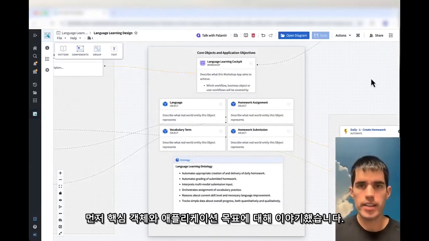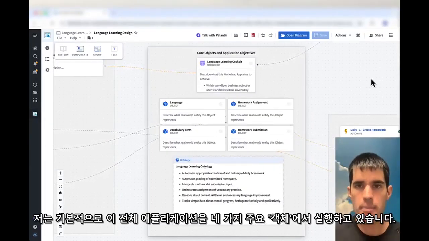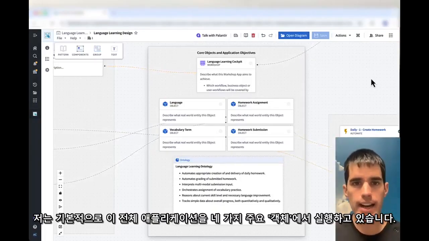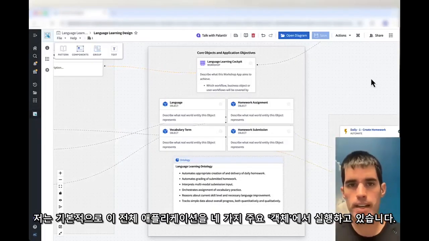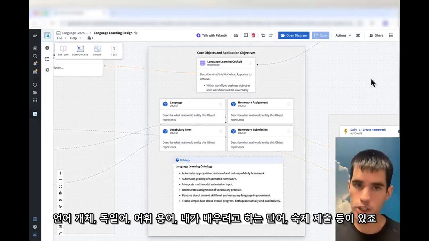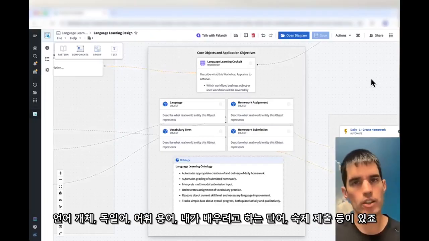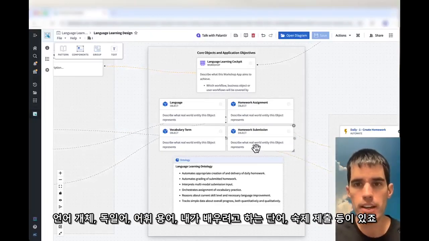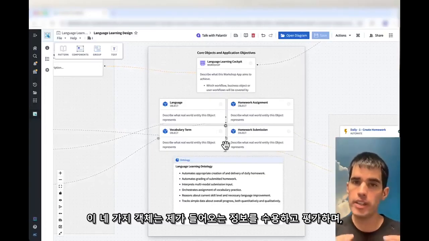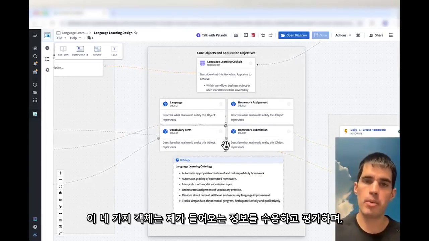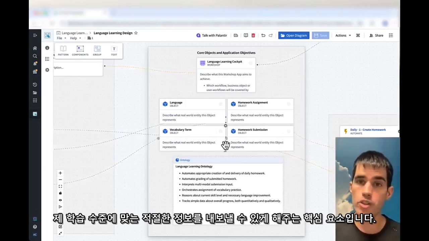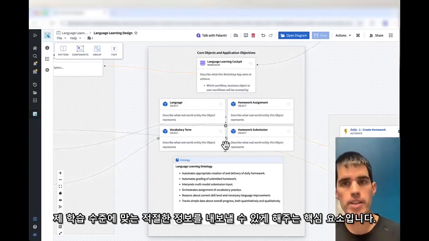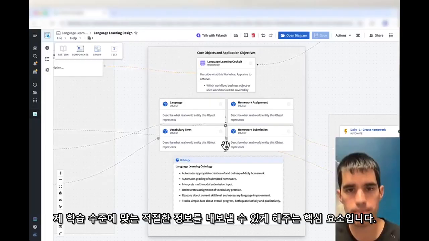So to begin with, we spoke about the core objects and application objectives. And I'm basically running this entire application off of 4 main objects: a language object, German, vocabulary terms, words that I'm trying to learn, homework assignments, and homework submissions. So these 4 objects are really the pivot points that are allowing me to both accept inbound information and grade it, and then push outbound information that's appropriate for my learning level.